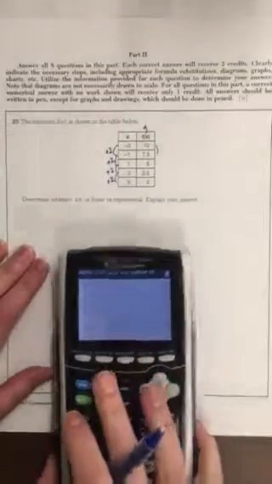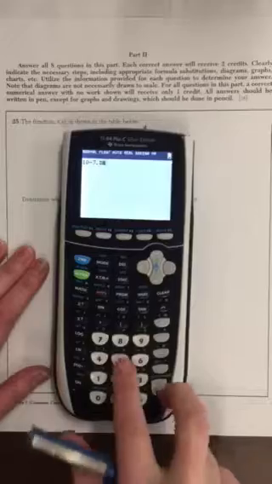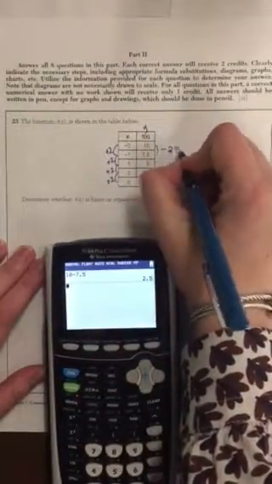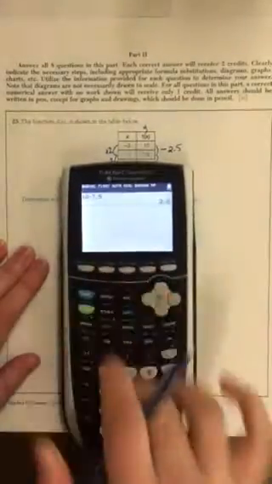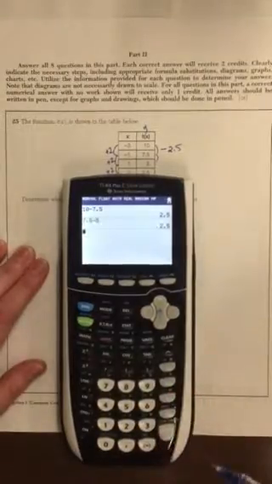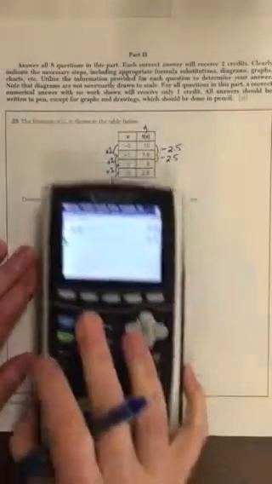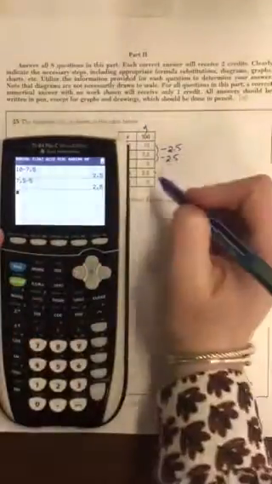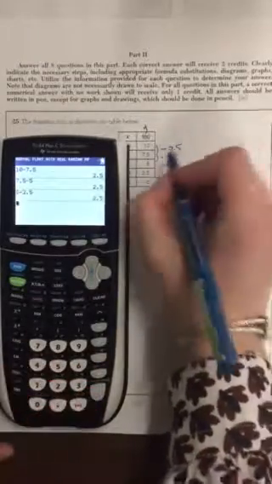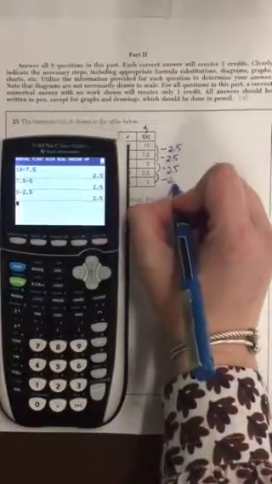So from 10 to 7.5, on my calculator, I can do 10 minus 7.5, and I get 2.5. So it's going down by 2.5. Now if I look again, 7.5 minus 5 is 2.5. So from here, I'm going down 2.5. I can do it again on my calculator. I'm going from 5, so I'm going to do 5 minus 2.5, and I also get 2.5. And then from 2.5 to 0, down 2.5.